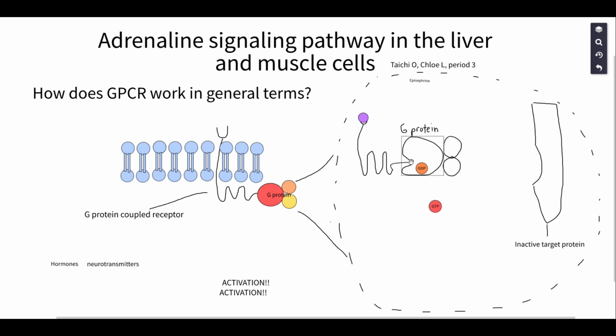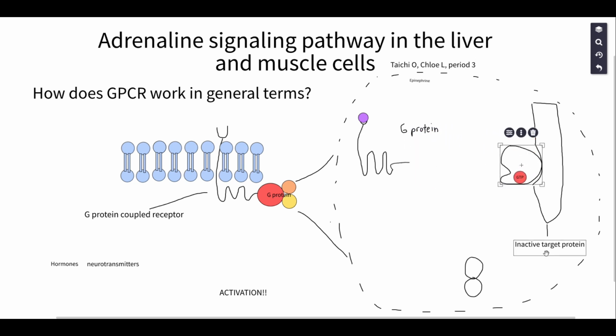The alpha subunit carries a GDP molecule, which acts as an energy source because after binding, the GDP molecule is replaced by a GTP molecule, which activates the G protein. After activation, the alpha, beta, and gamma subunits split up, and only the alpha subunit, which carries a GTP molecule, wanders off to an inactive target protein, which after binding gets activated.